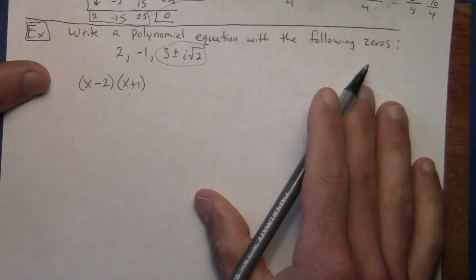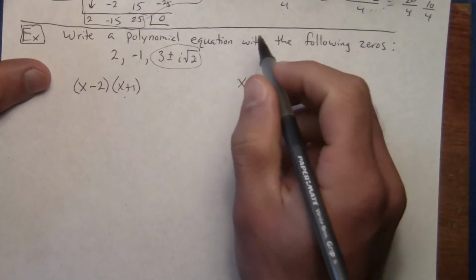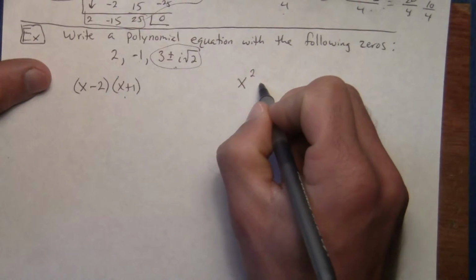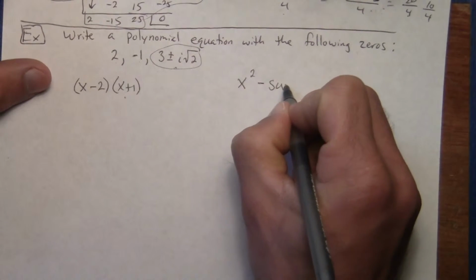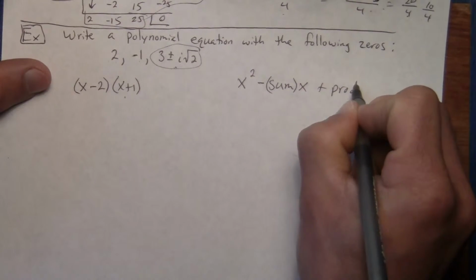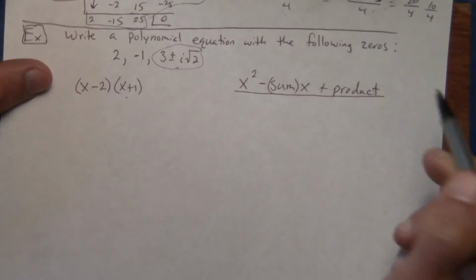Remember we talked about the sum and the product of the roots? Anytime you're dealing with a quadratic, meaning 2 x-intercepts, which is what I have right here, it's always going to be x squared minus the sum times x plus the product. And it's very important that I understand that, and this only works again when you're putting 2 together.